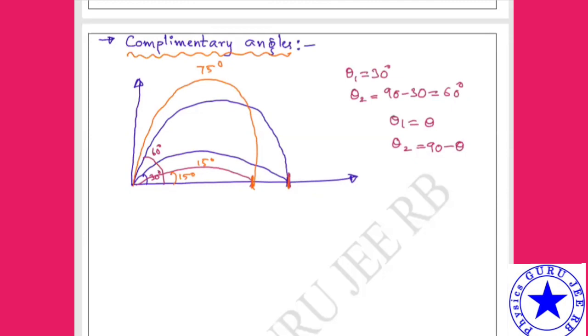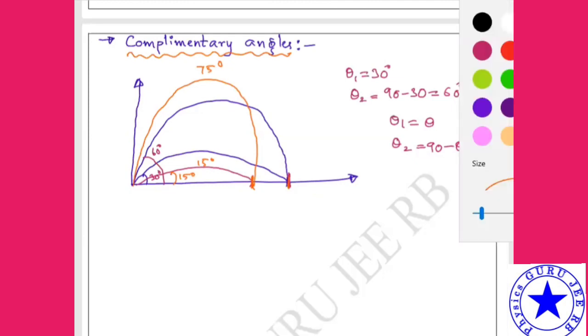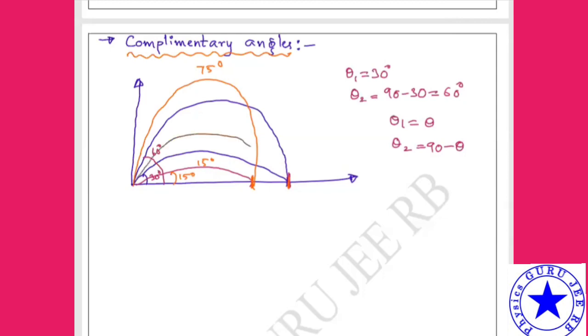Now let us take, if I project with 45 degrees. If theta 1 is 45 degrees, what is theta 2? Can anybody tell? 45 degrees. So what is the meaning of in between here? In between means when theta is equal to 45, range is maximum. What we discussed in the previous classes: range is maximum when theta is equal to 45 degrees. This is the meaning of that. So if theta 1 is 45, theta 2 is 45. These are the complementary angles.